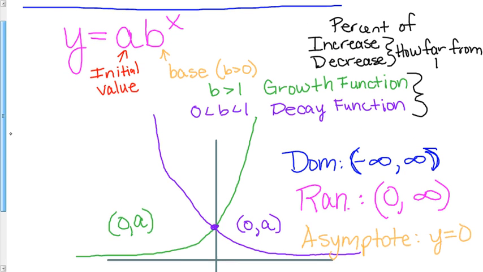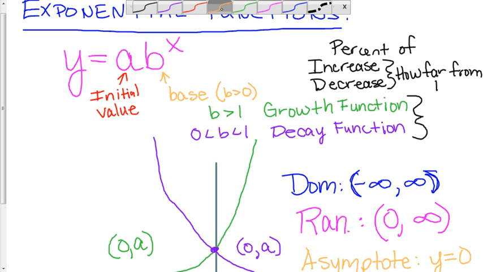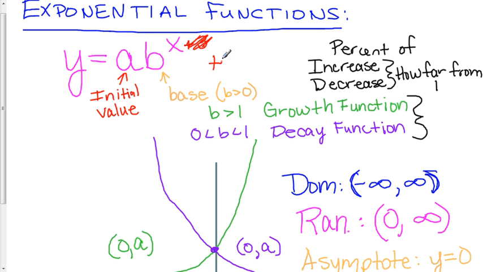Now, understand that in a growth or decay function, if a value is put up here like a plus 3, that is going to shift the graph to the left 3 places. So 0, a no longer becomes the y-intercept. Or if that plus 3 was not here, it was down here, now that is going to shift our graph up. And again, 0, a is no longer the y-intercept. It's going to be 0, a plus 3.